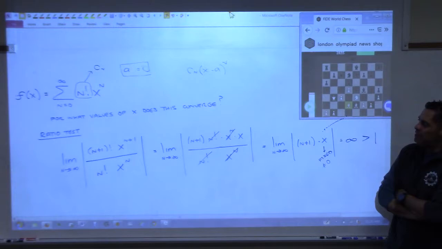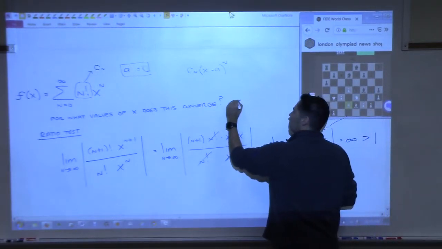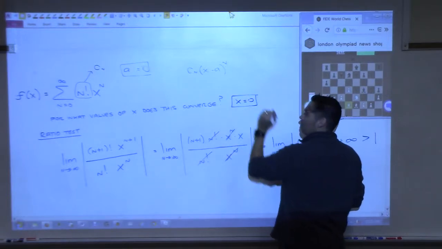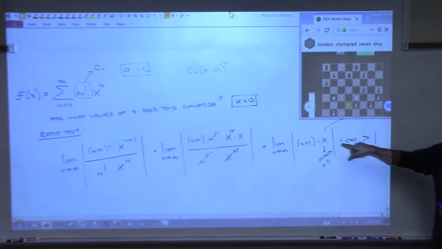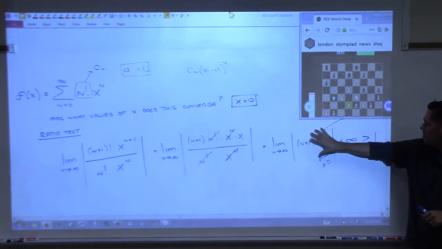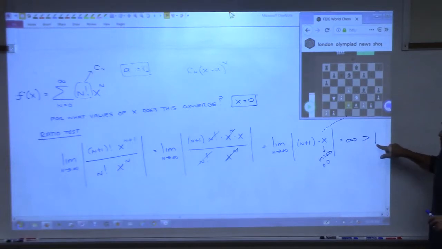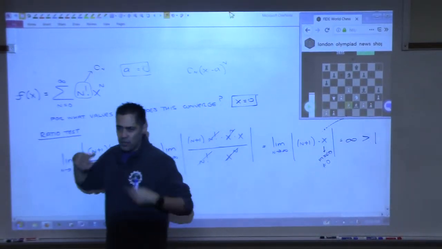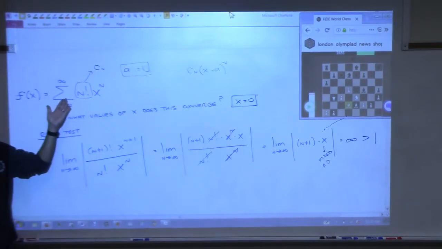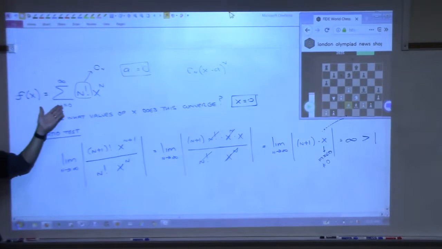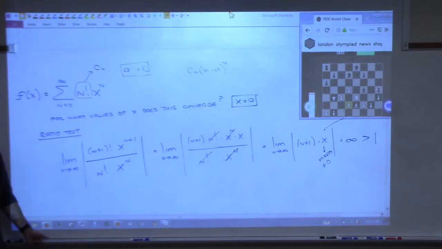So for what values of x does this converge? Just 0. If you plug in any other number other than 0, this thing blows up, and if it blows up, it's bigger than 1, and the ratio test tells us that if you're bigger than 1, you diverge. So look at this function. This is a well-defined function that has only one number you can ever plug into it. And the number is 0. And it spits out 0. It's a pretty boring function.